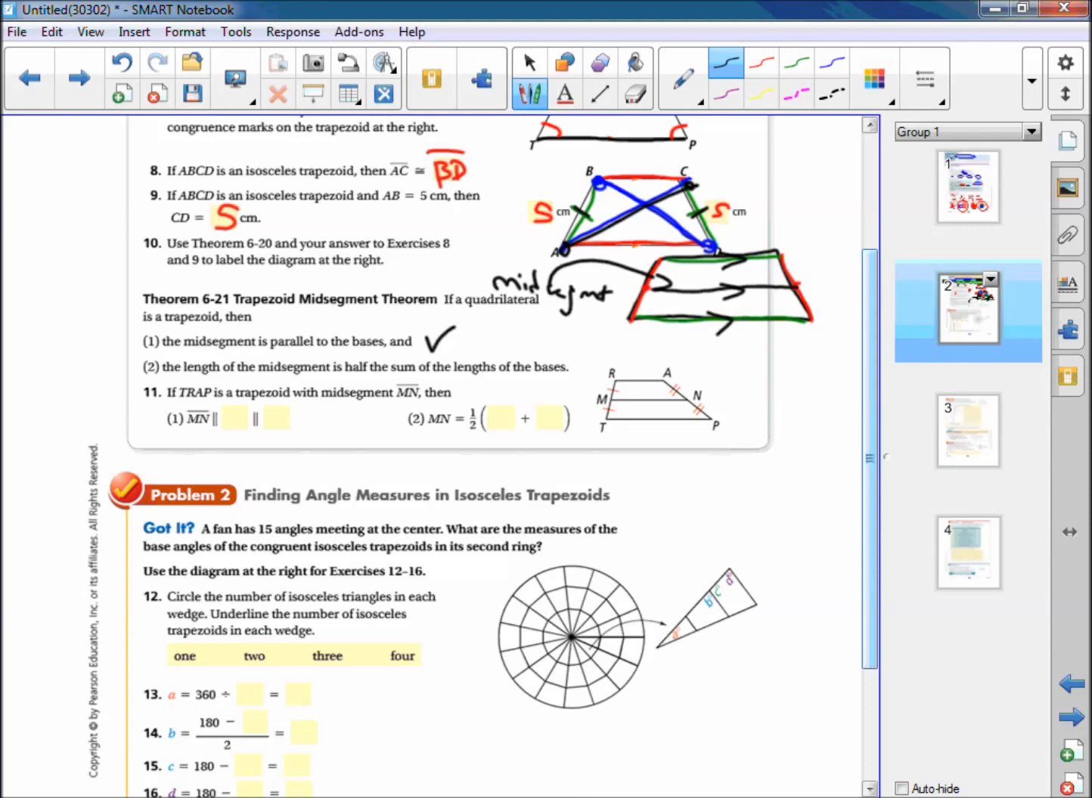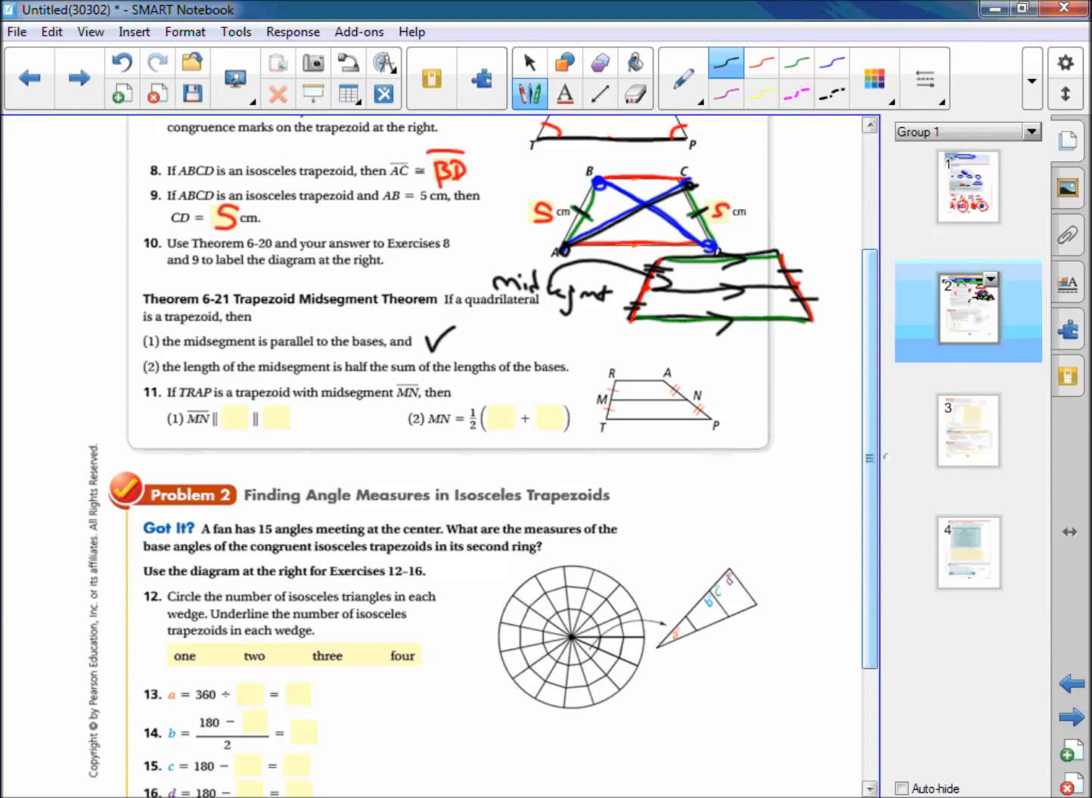Okay. And that means the way I built it was to make these two the same and these two the same by splitting it in half. Okay. All right, so the mid-segment is parallel to the bases, and the length of the mid-segment is half the sum of the lengths of the bases.